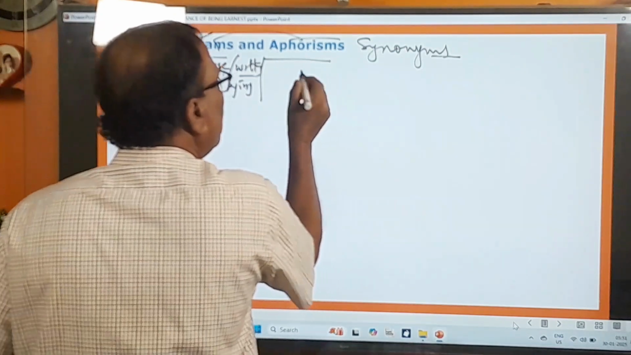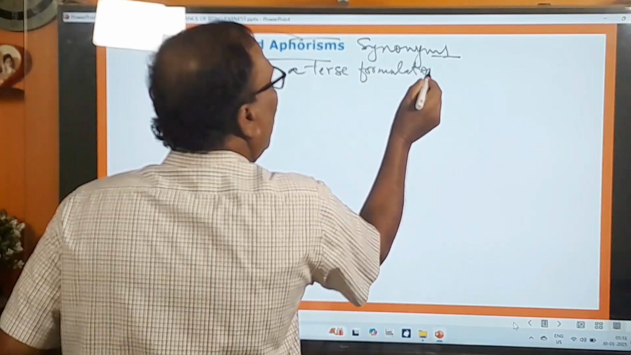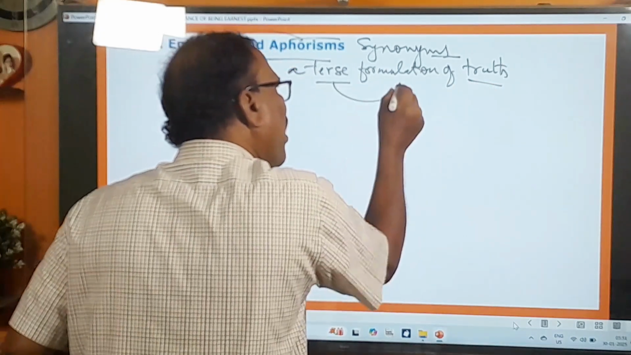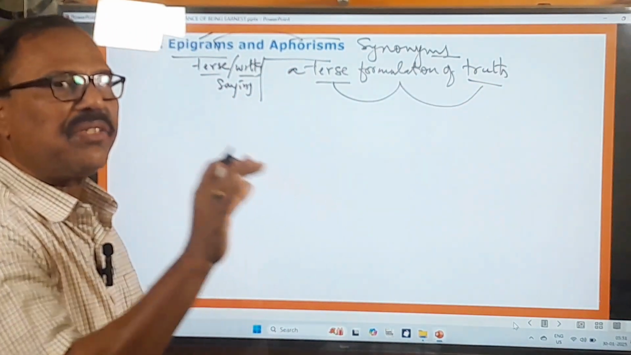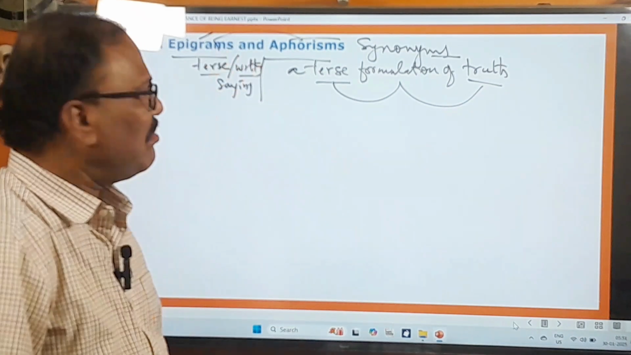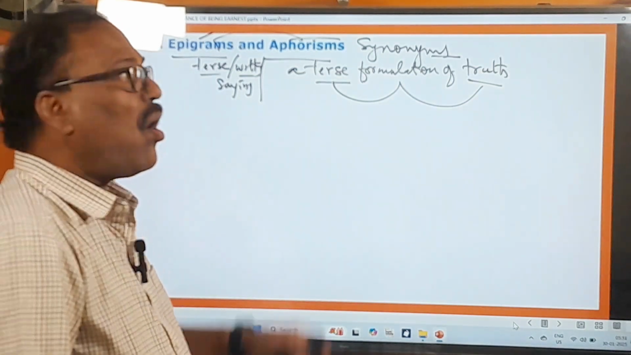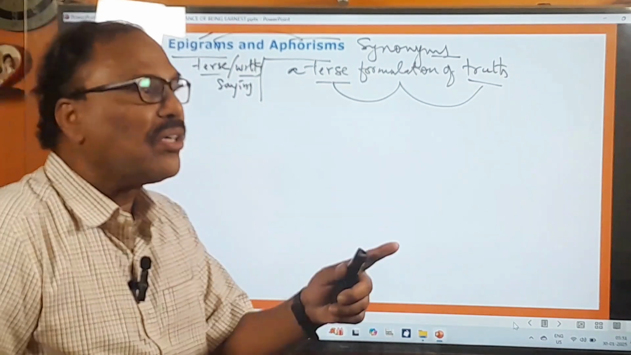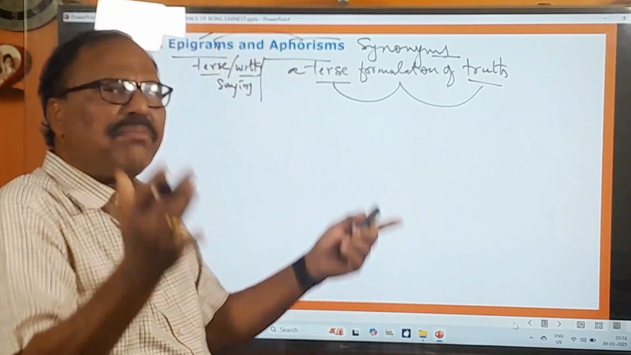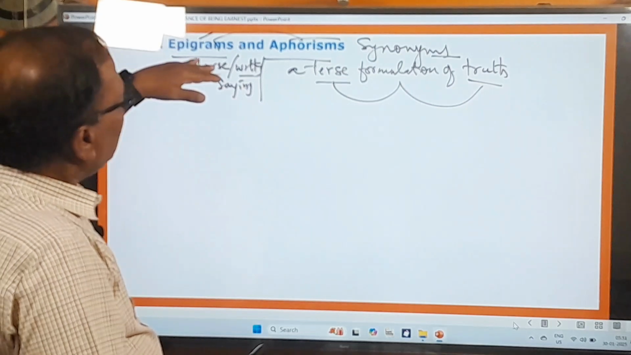Aphorism means what? A terse formulation of some truth. So terse means brief formulation of some truth. For example, unity is strength. How meaningful it is. United we stand, divided we fall. That is an aphorism. A rolling stone gathers no moss. All that glitters is not gold. Look before you leap. Strike while the iron is hot. See, these are all aphorisms. These are all epigrams. You can call them both epigrams or aphorisms.